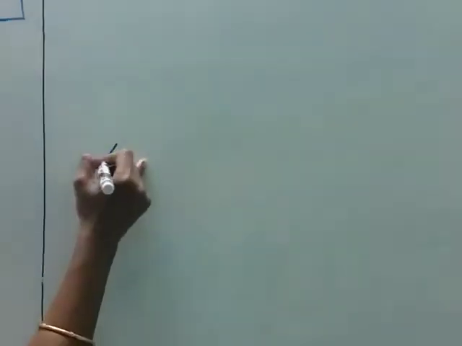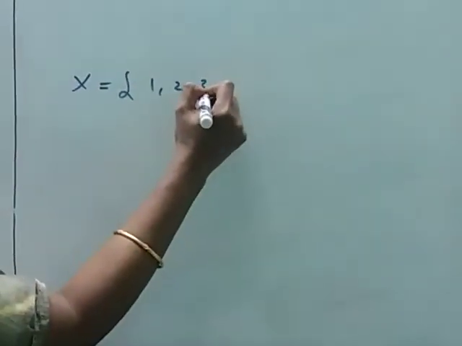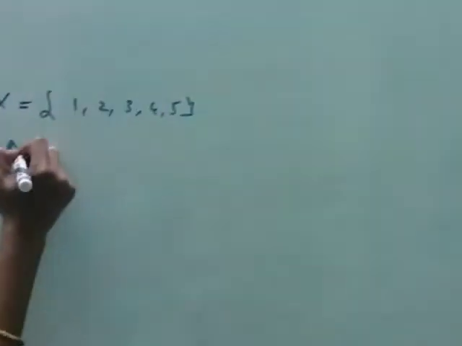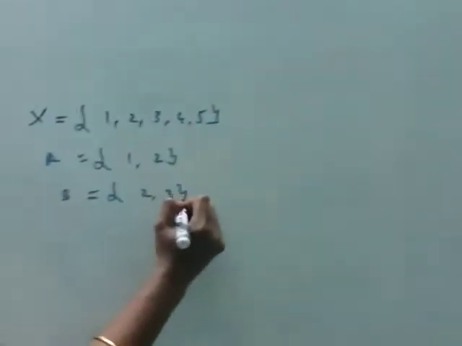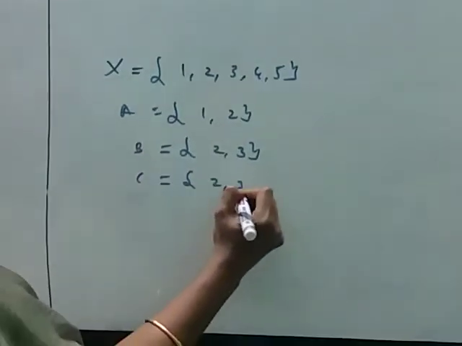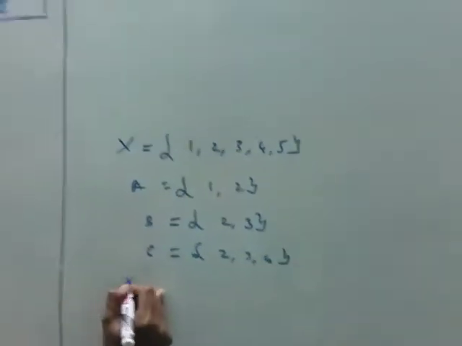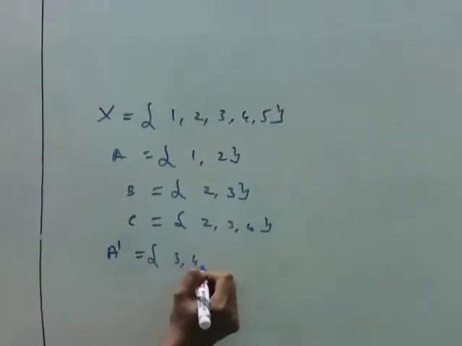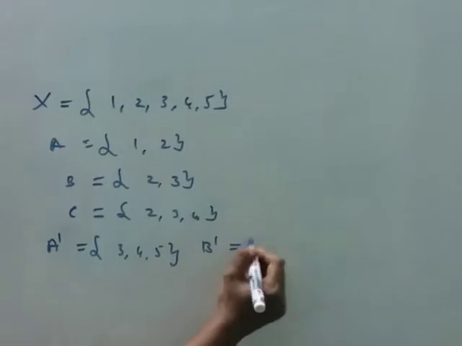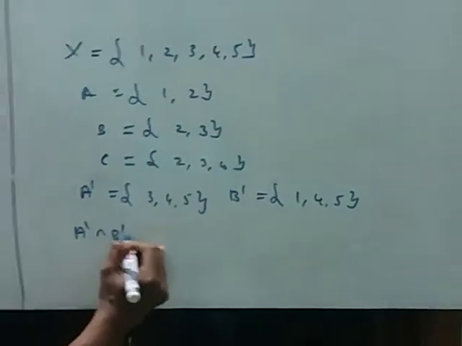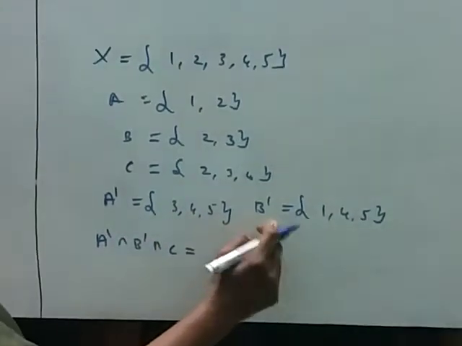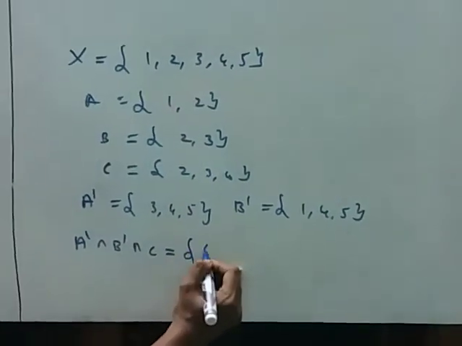When you assume that set X is equal to {1, 2, 3, 4, 5} and A as {1, 2}, B as {2, 3} and C as {2, 3, 4}, then we get A dash as {3, 4, 5}, B dash as {1, 4, 5}. So what will be the intersection of these three, A dash, B dash and C? The answer will be {4}.